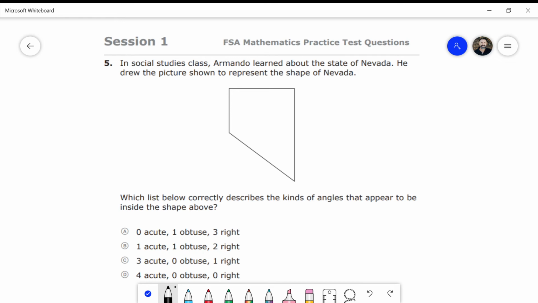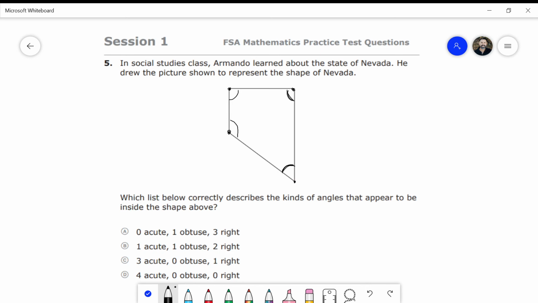In social studies class, Armando learned about the state of Nevada. He drew the picture shown to represent the shape of Nevada. And so which list below correctly describes the kinds of angles that appear to be inside the shape above? They're referring to the angles inside the shape. It's where the vertices are found, or where the line segments connect. So it's right here at these points of intersection. So each of these are called angles. And so they want us to correctly identify those angles.